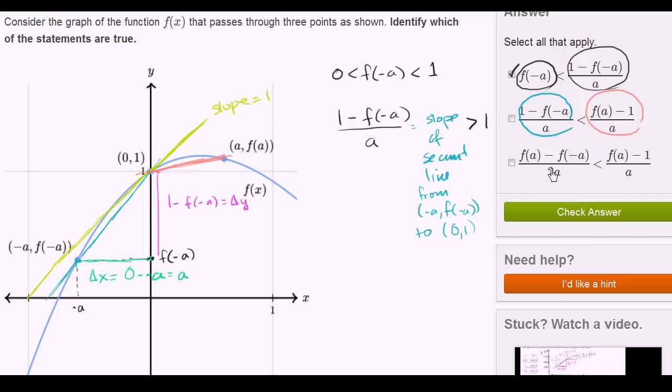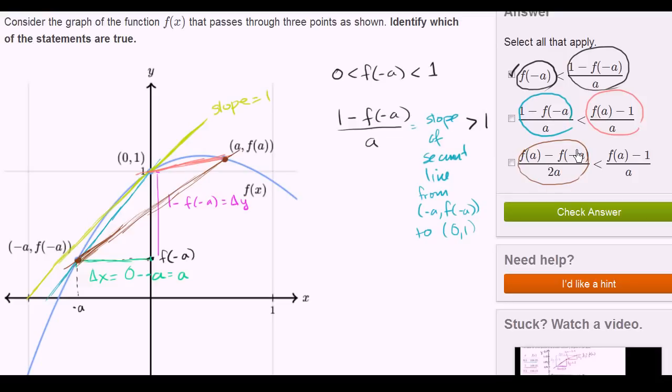Then finally, let's look at this over here. f of a minus f of negative a over 2a. So this is the slope of the secant line between this point and this point right over here. Our change in y is f of a minus f of negative a. Our change in x is a minus negative a, which is 2a. So this is this secant line right over here.